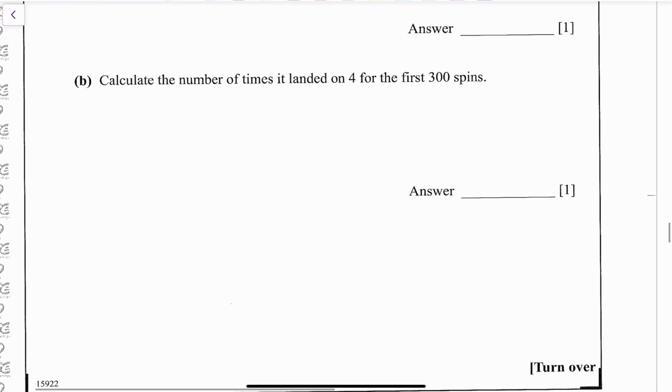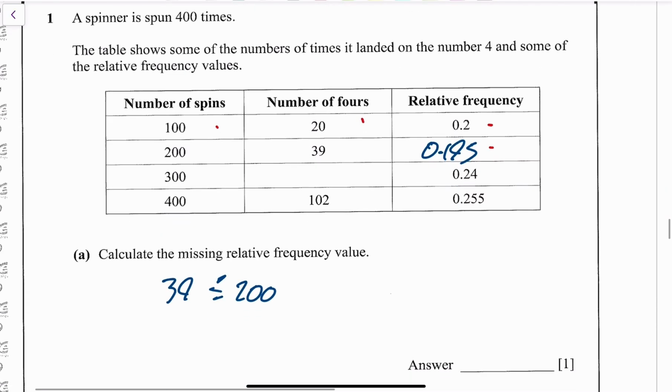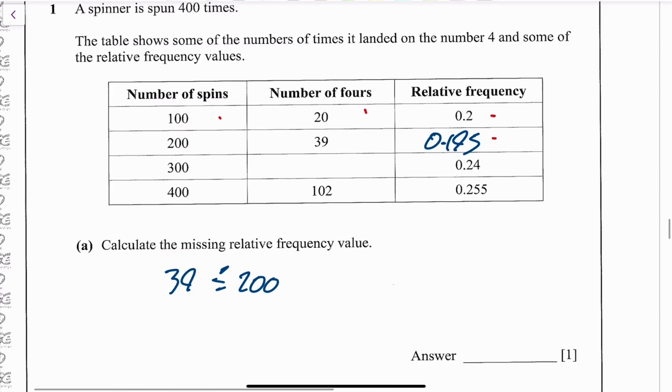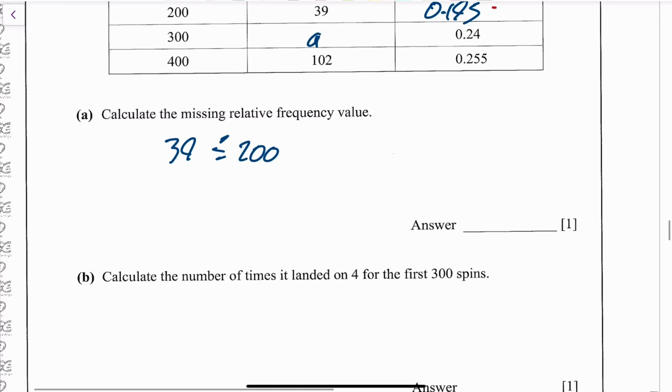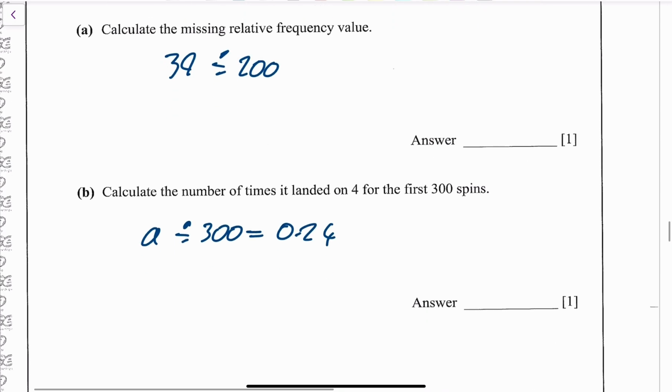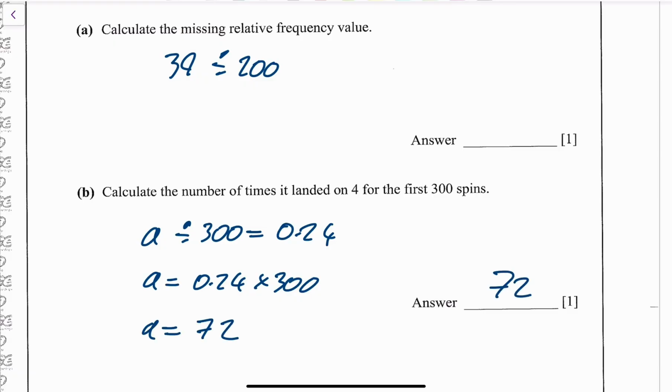The next one says calculate the number of times it landed on a 4. So I've just called this thing A. That's what I'm looking for here. So A divided by 300 is equal to 0.24. That means my A is just going to be equal to 0.24 times 300. Thankfully, we're on to a calculator paper now, and that's just going to be 77.